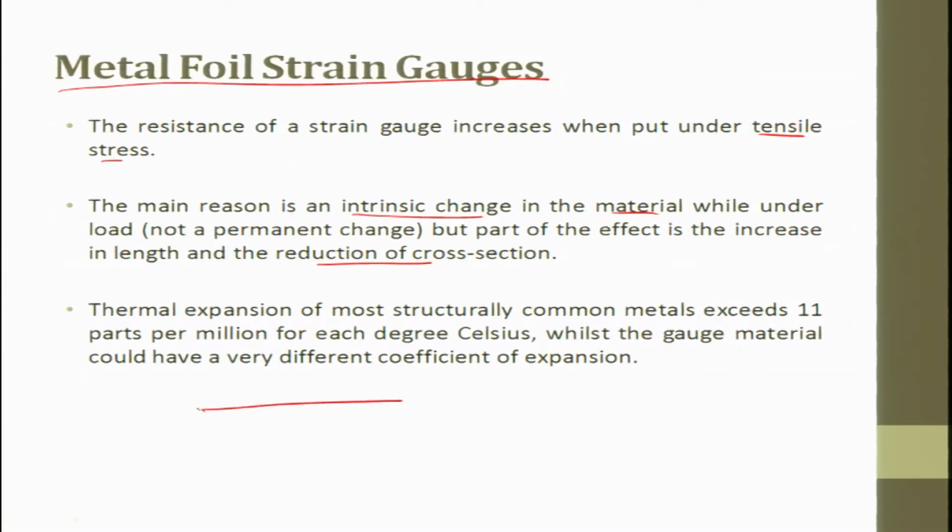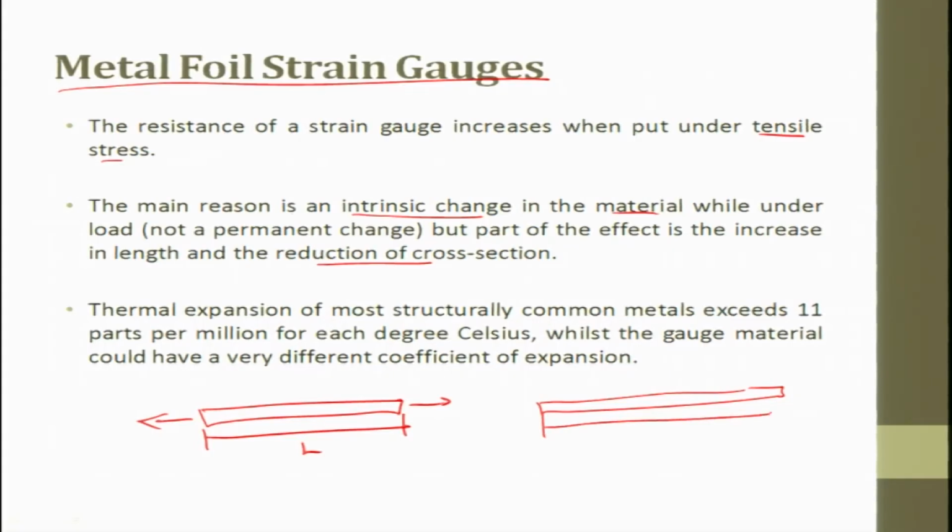So, for example, you have a wire. When you try to pull this wire, okay, this is L. What happens is when you apply load, this can go to L plus delta L. When this delta L happens, naturally the diameter, let the diameter be D, now the diameter will be D minus delta D. Why? Because it is a constant volume.